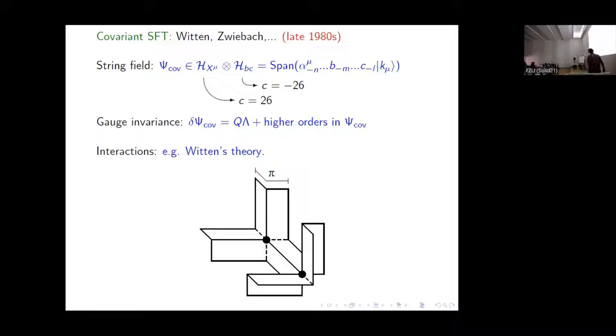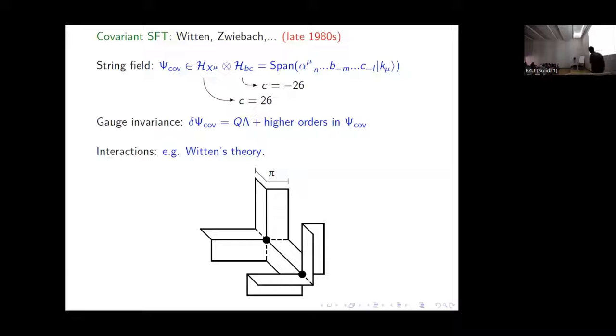And there's covariant string field theory, which was invented by many people, Witten and Zwiebach, starting in the late 80s. There, the string field is an element of the vector space of the full CFT, including matter and ghosts. And the CFT has vanishing central charge. And the theory has a gauge symmetry, which is given by the BRST operator.